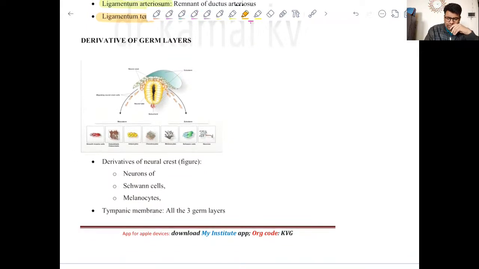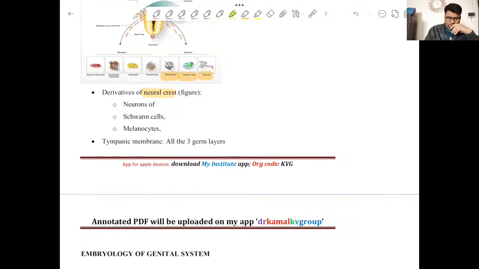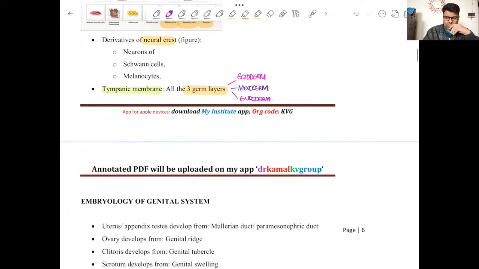Then derivatives of neural crest. It gives rise to neurons, it gives rise to Schwann cells, melanocytes, and many more structures. So neural crest is very important. And then only one structure in the body has representation of all the three germ layers, that is ectoderm, mesoderm, and endoderm. Clear? So this is tympanic membrane, which has representation of all the three germ layers.